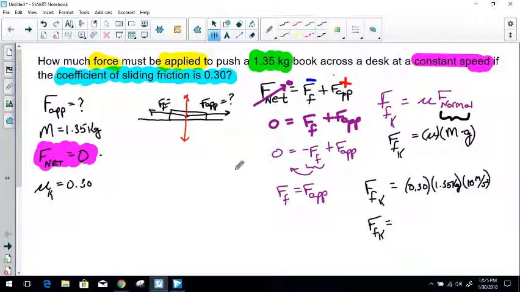So when I do that math, I get my force of kinetic friction is equal to 4.05 newtons, because I have a kilogram times a meter divided by second squared, which is a newton. And we said that our force applied is equal to our force of friction. So our force applied also equals 4.05 newtons.